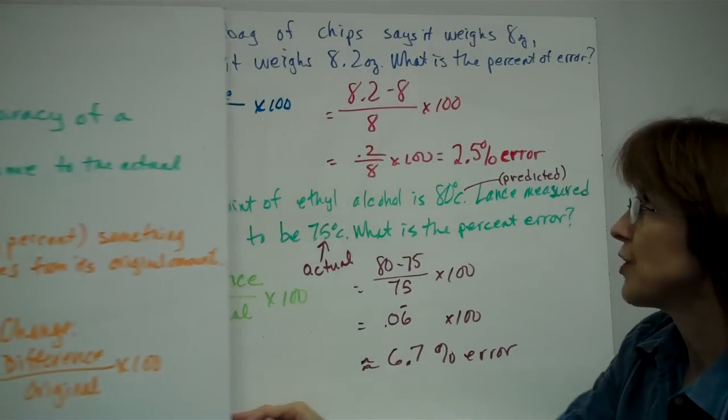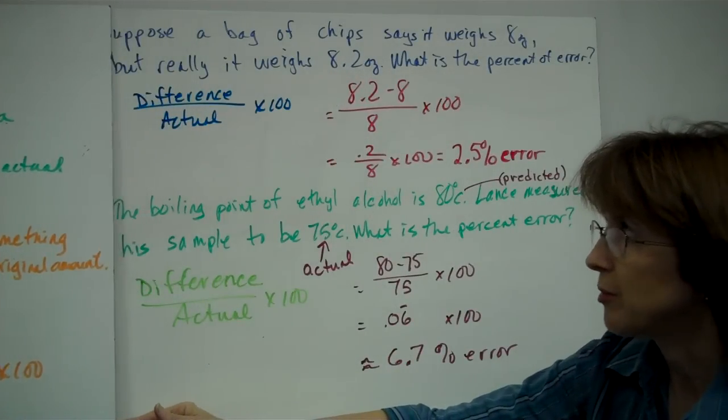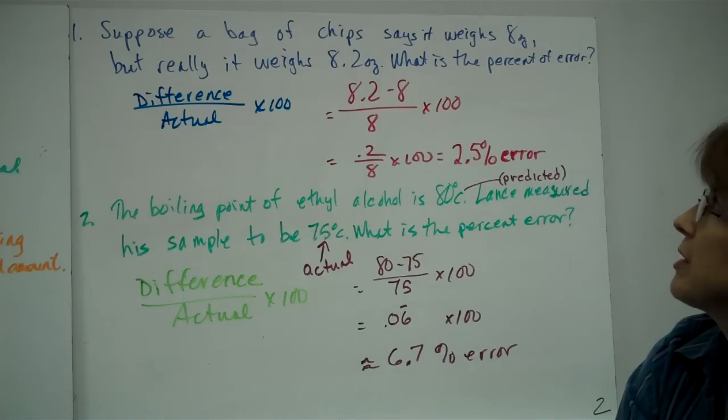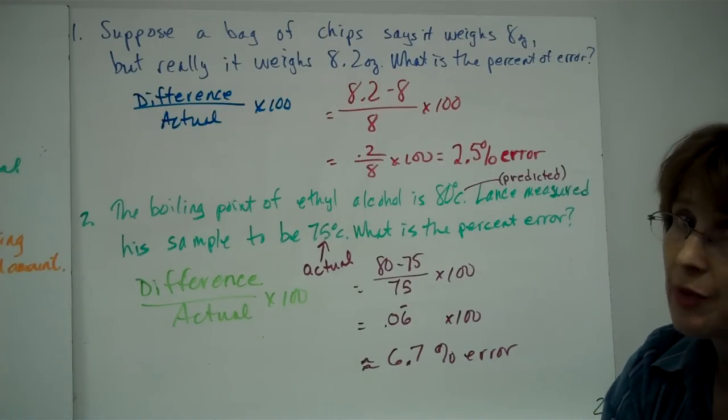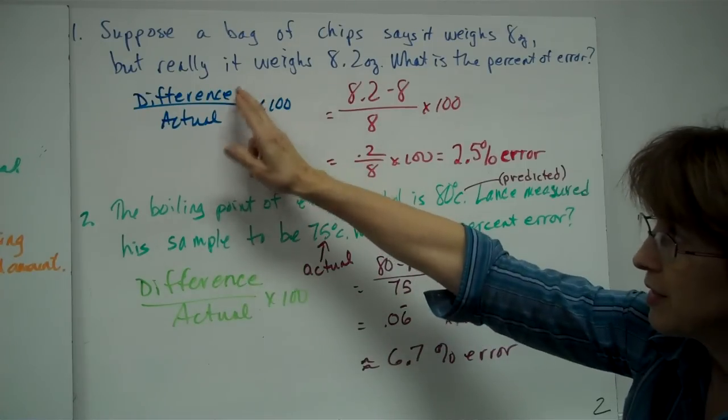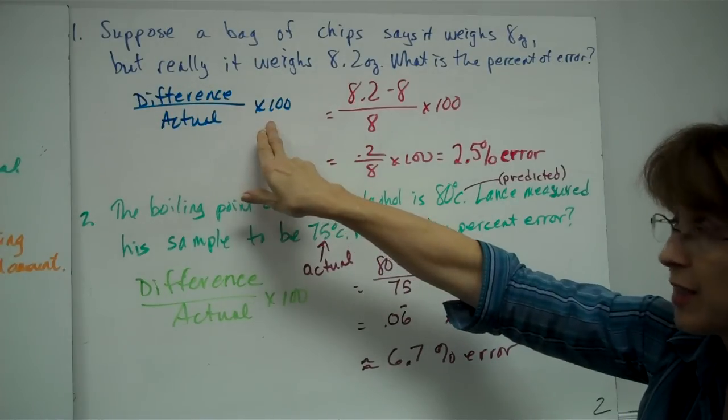All right, so first example, we'll talk about the percent error problems. Suppose a bag of chips says it weighs 8 ounces, but really when you weigh it, it's 8.2 ounces. What's the percent error? Okay, write down the formula. You get the difference over the actual amount times 100.